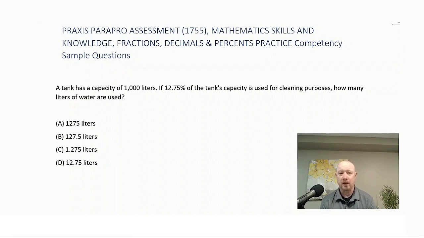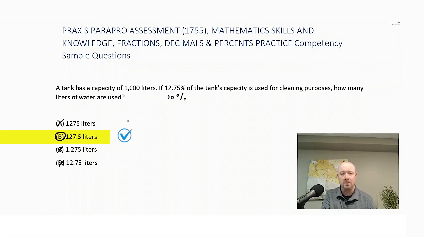Okay, so the first thing that we can do is estimate to eliminate possibilities here. As an estimate, an easy calculation would be 10%, which is close to 12.75%, and 10% of 1,000 is 100. So I can see here that choice A is way too big, so I'm going to eliminate choice A. Choice C is way too small. I'm going to eliminate choice C. And the closest answer to 100 is actually choice B, so I'm going to eliminate D. So the correct answer is B by estimating. So that's a good test-taking strategy.